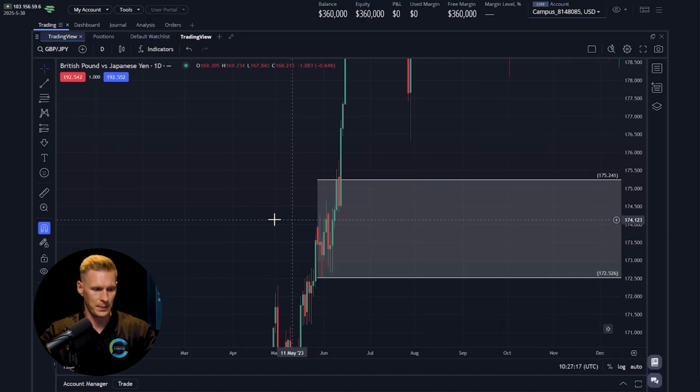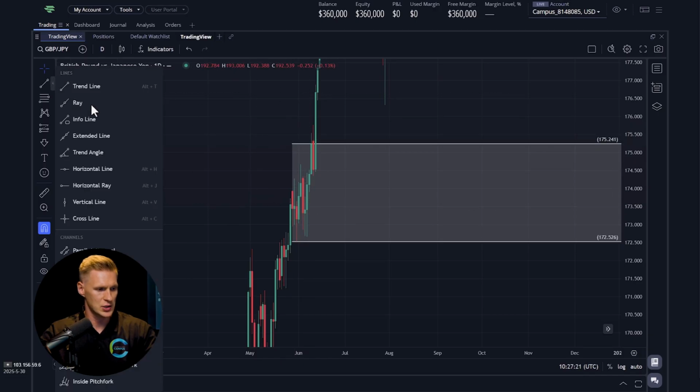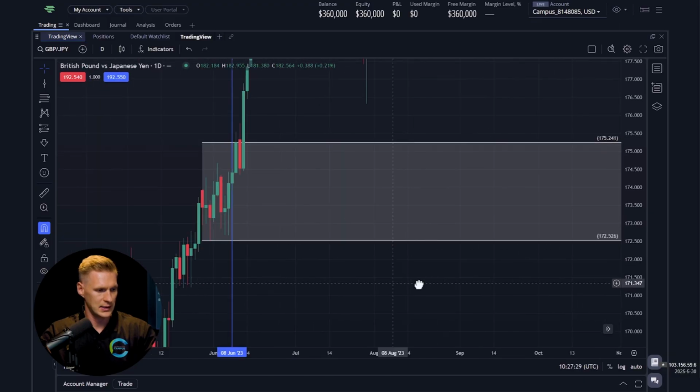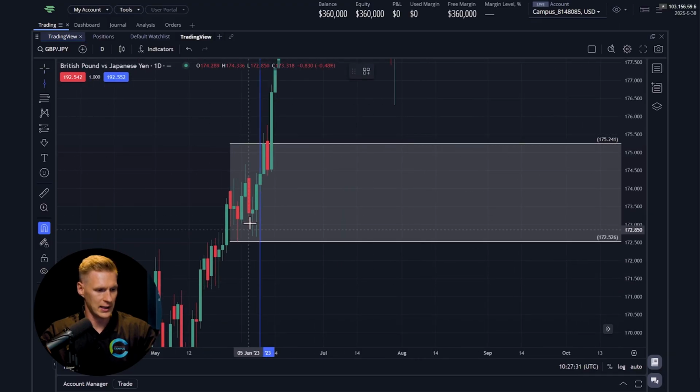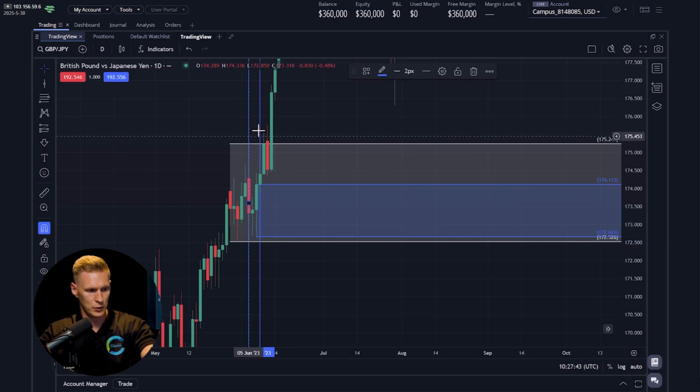You can see that we have here as well a leg out. Let me show you this with a vertical line. This one here is a leg out, and here is our leg in. It means a drop base rally. Okay, let me highlight this here as well. It's proximal and distal. I will remove the vertical line.